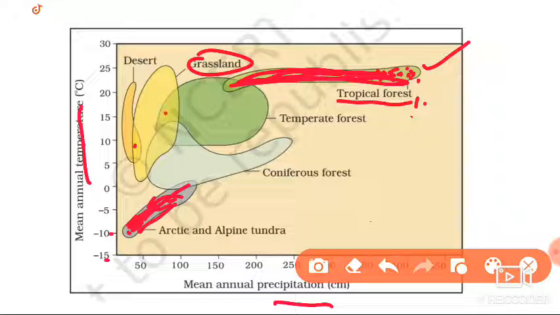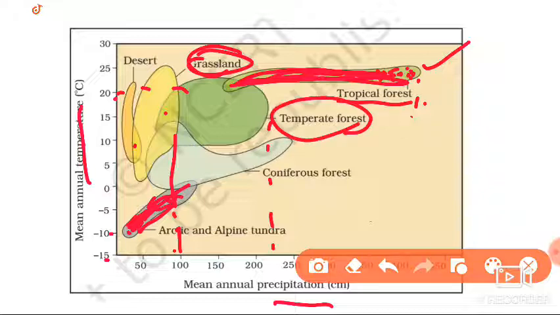Here the temperature is optimum, but rainfall is less. Those come under grassland. The next here is temperate forest. Here the rainfall is in a medium range and the temperature is also in a medium range. That is temperate forest. These are towards the polar region.